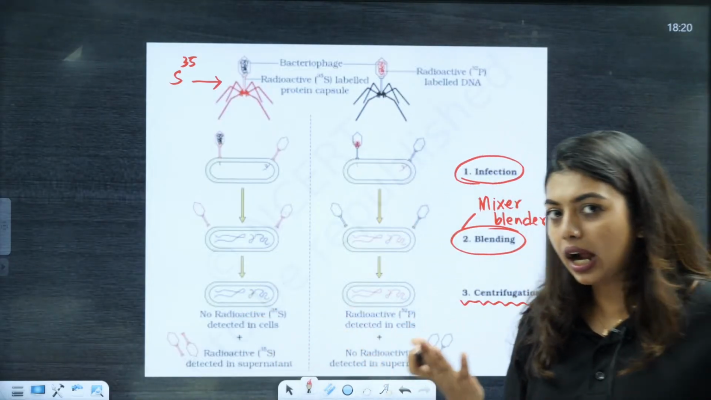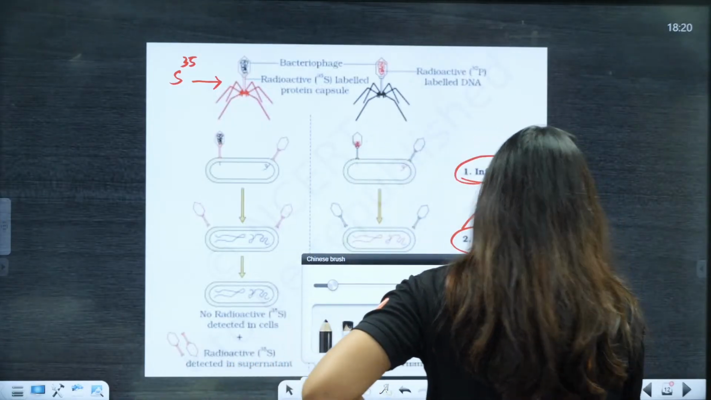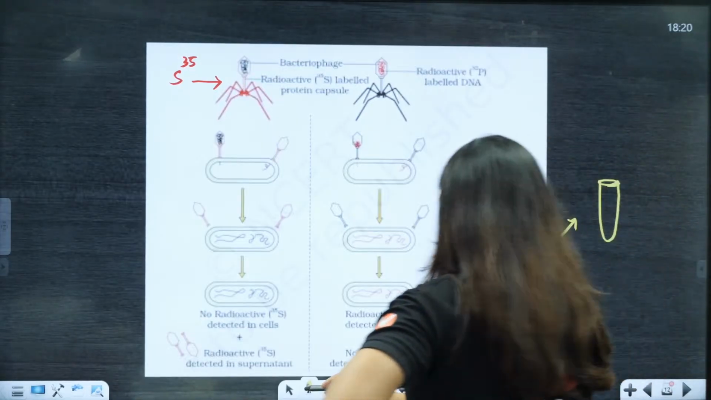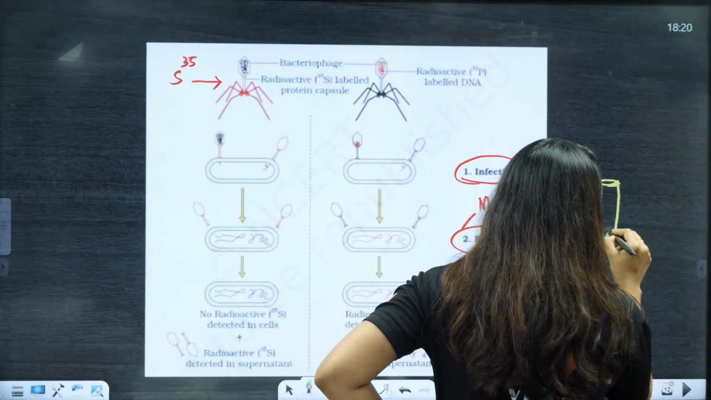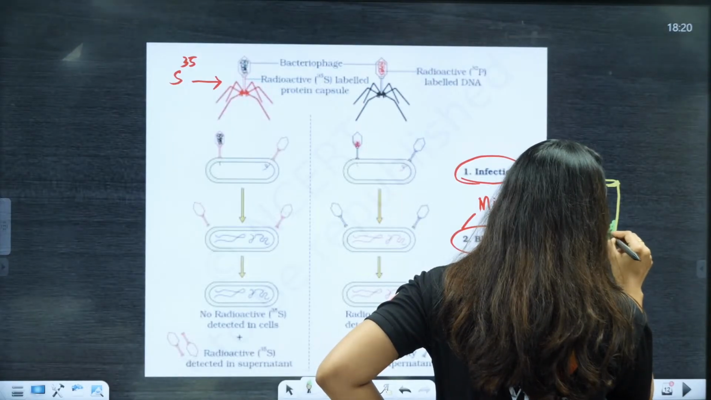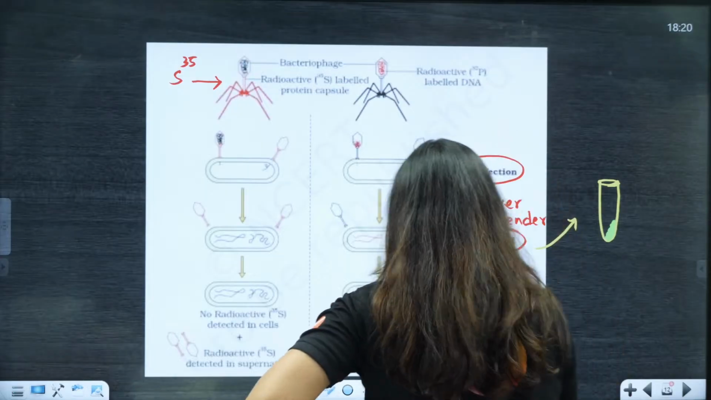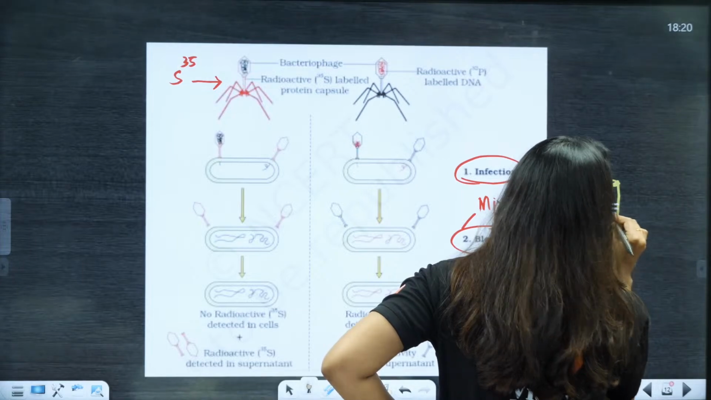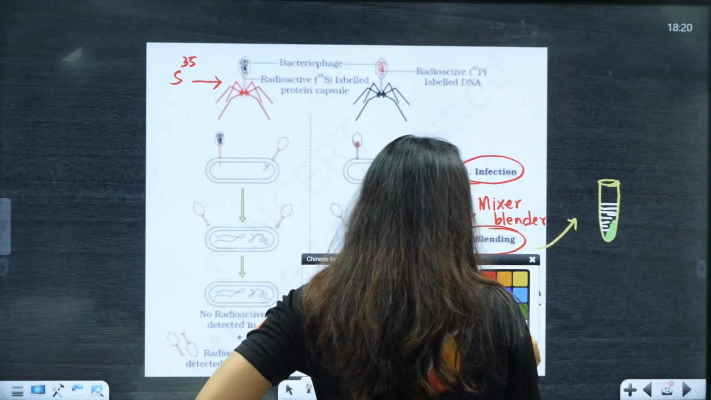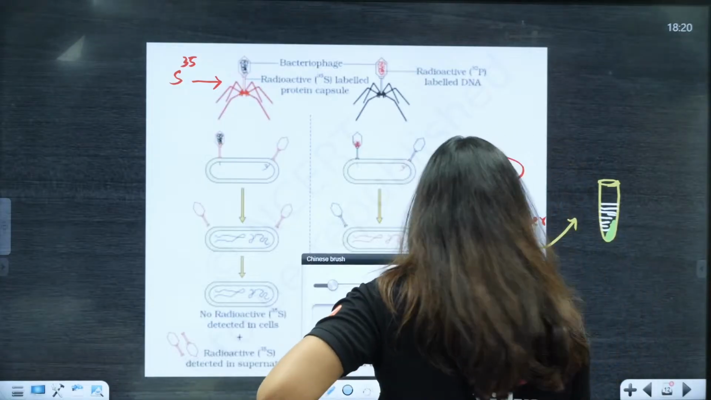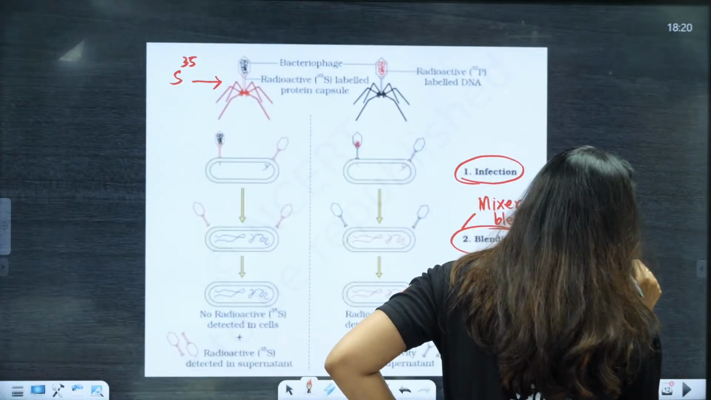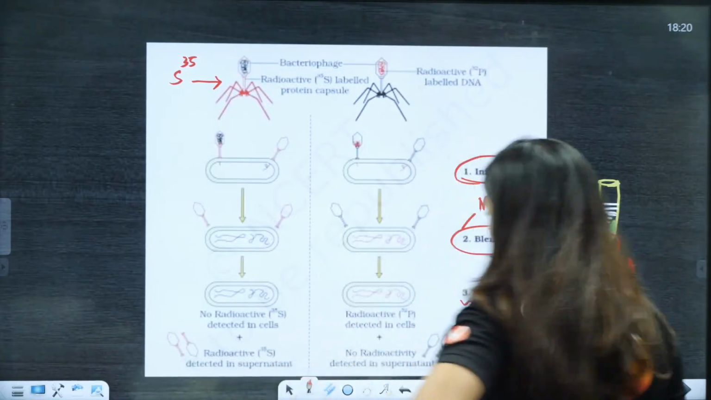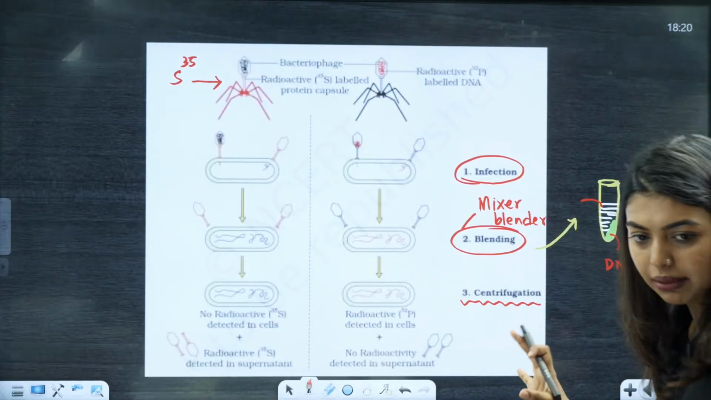Let's say at the end of centrifugation, what are we going to get? This is your centrifugation tube, and here let's say a heavy substance is there, and here there is a lighter substance. Students, obviously the genetic material will be heavier. So we expect that the DNA, or whatever the genetic material, will be here, and the rest should be here. Now we check.